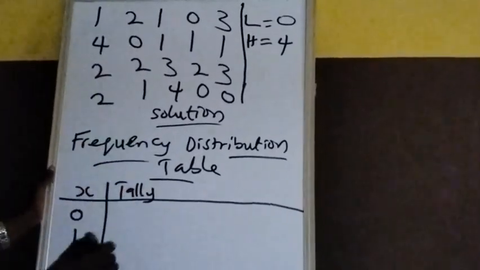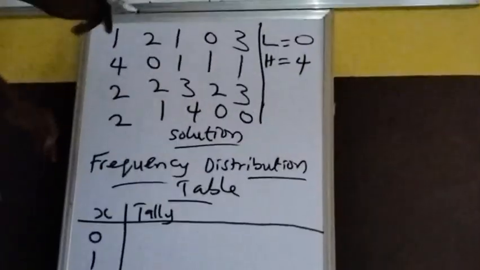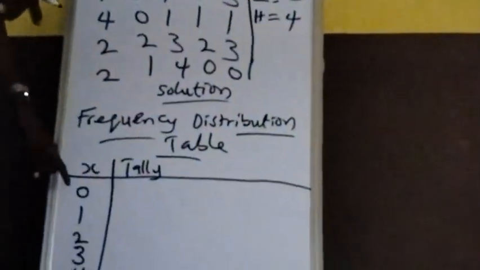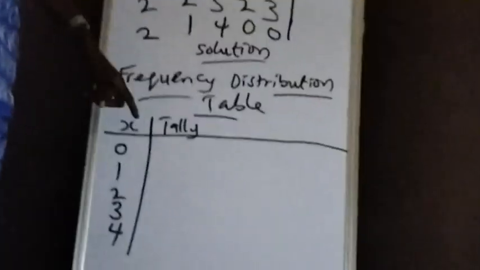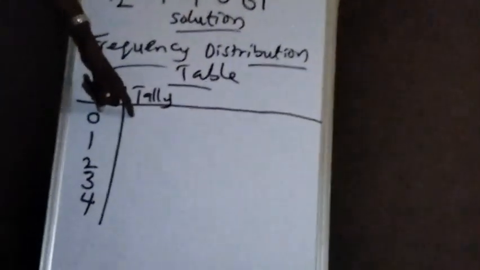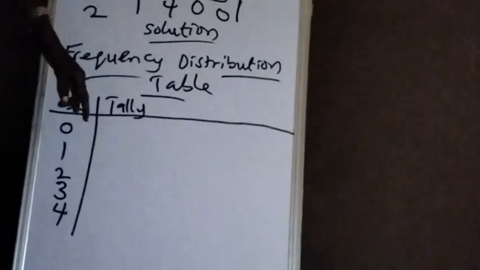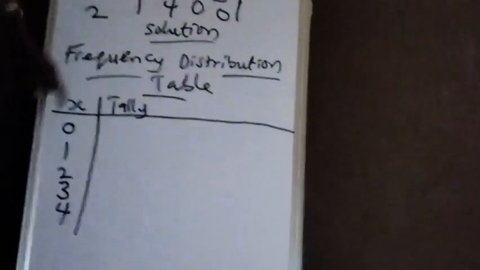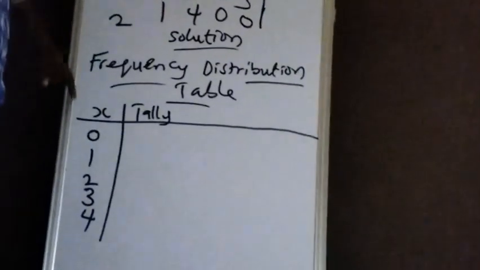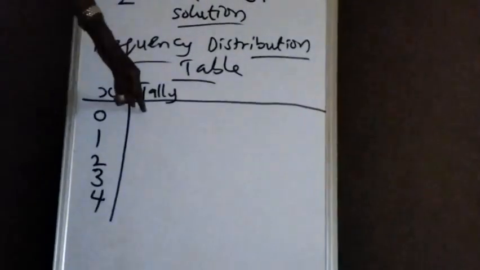Like I said in my explanation, we read through the data given, then whichever number we see, we are going to cancel it out and represent it with what? A stroke, under the tally column. Now, the first one is 0. So we look at the data. Wherever we find 0, we are going to cancel it out here.